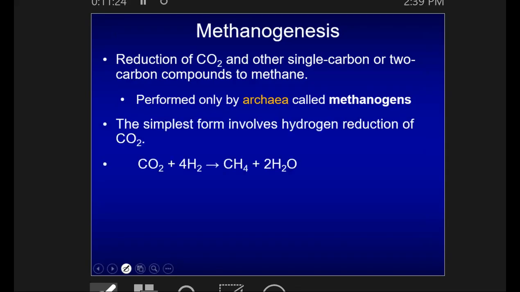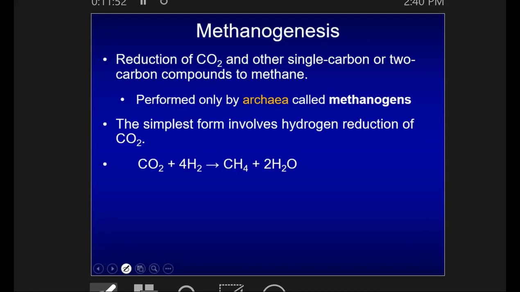So here's the simplest way that they do it. They'll take CO2 and react it with hydrogen gas. And as they do that, they'll create methane, which they don't care about. So the methane just is a gas, it gets excreted. So what they're doing is they're trying to make ATP. And so they get enough free energy from this in order to make ATP. But they just excrete out the methane.